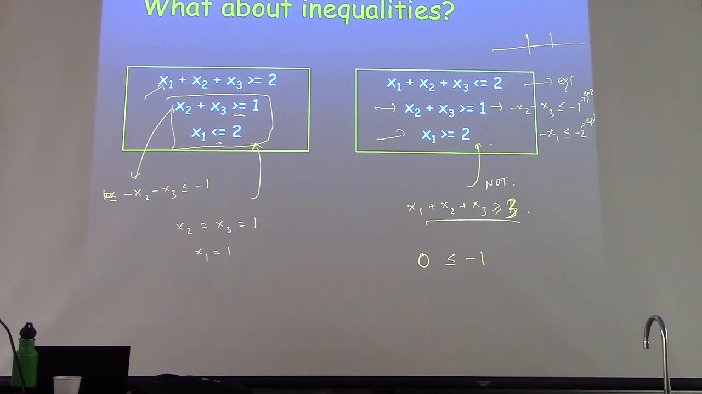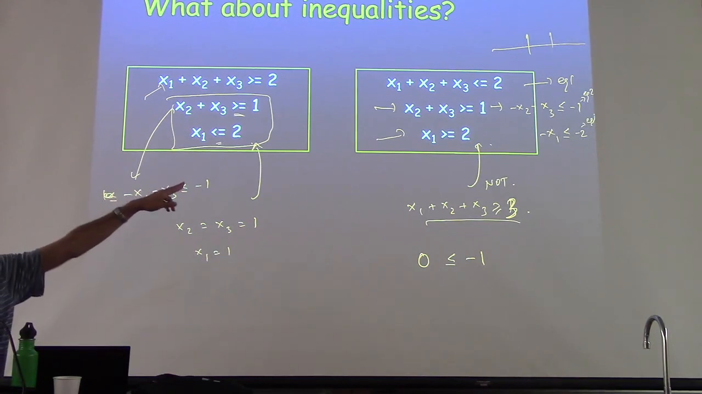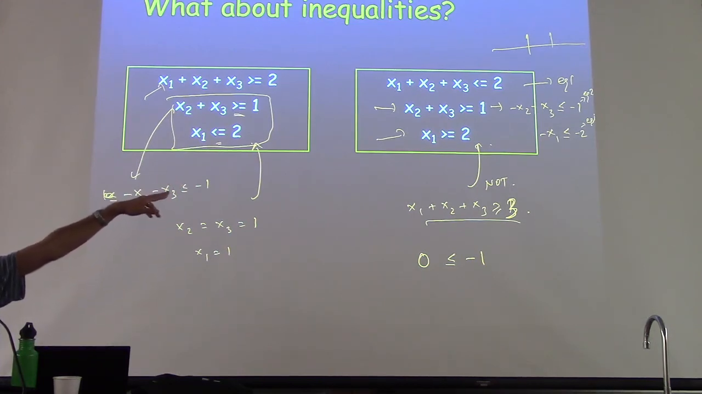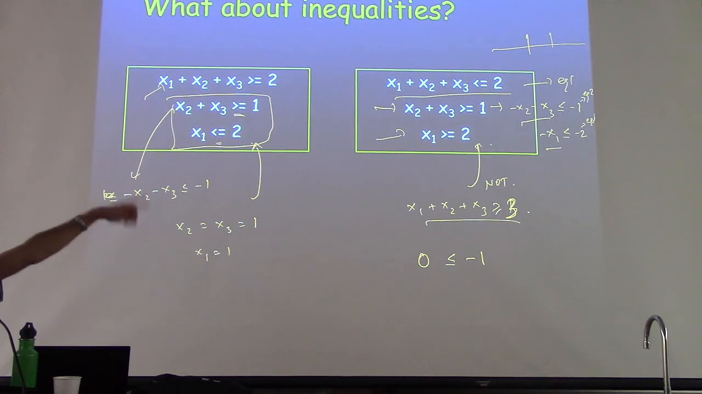Right? So, does everyone see this? So basically I rewrote the second inequality as minus x2 minus x3 less than or equal to minus 1. Okay? And minus x1 less than or equal to minus 2. And now I add these. Okay? All the xi's cancel out. And the left side is 0 for that reason. So the right side is minus 1. Okay.